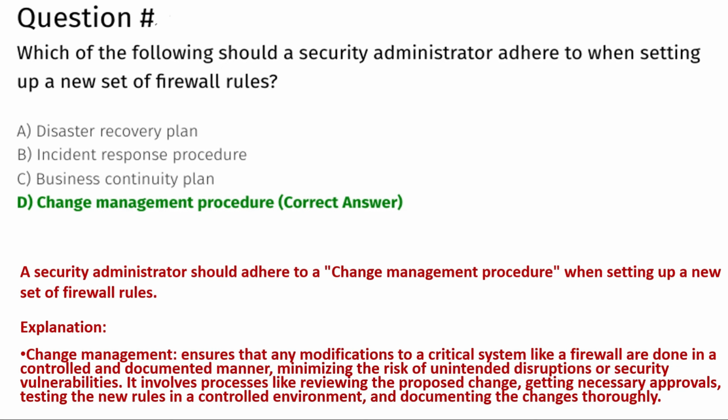So a security administrator should adhere to change management procedure when setting up a new set of firewall rules. Change management ensures that any modifications to critical systems like firewalls are done in a controlled and documented manner, minimizing the risk of unintended disruptions or security vulnerabilities. It involves processes like reviewing the proposed change, getting necessary approvals, testing the new rules in a controlled environment, and documenting the change thoroughly. So that's why the correct answer is D, change management procedure.